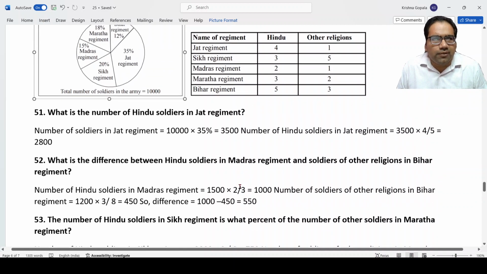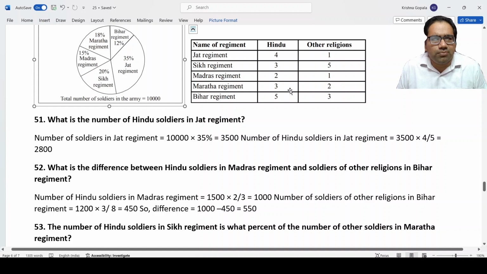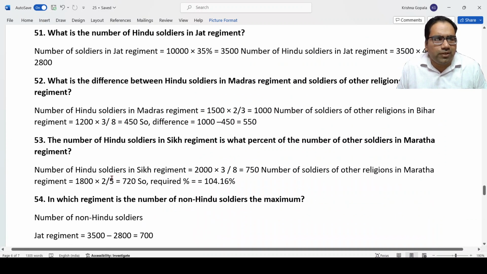And number of other soldiers in Maratha. Maratha is 2 by 5 of 1,800, right? 2 by 5 of 1,800. 5 into 360 goes in 1,800. 2 into 360 is 720, right? So now 750 by 720, right?